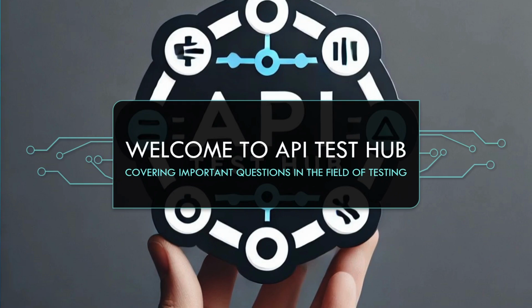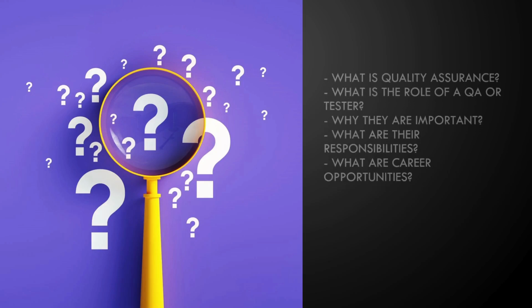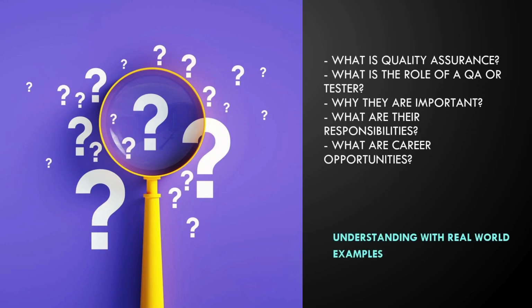Today I'm going to cover the most important questions in the field of testing. So let's get started. Have you ever used an application that crashed or a website that didn't work? Imagine ordering food online and instead of your favorite burger, you get a salad. That's a software defect. Quality assurance, or QA, ensures such mistakes don't happen.